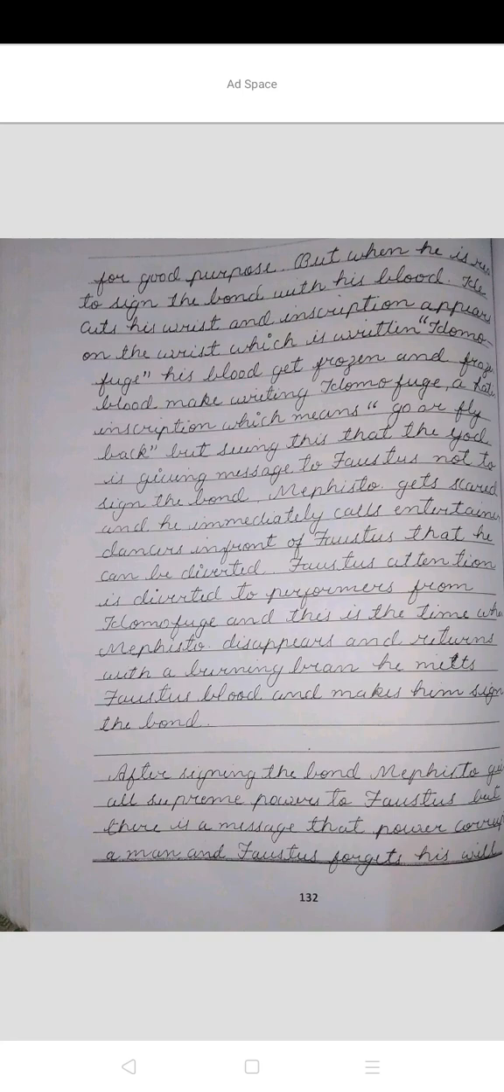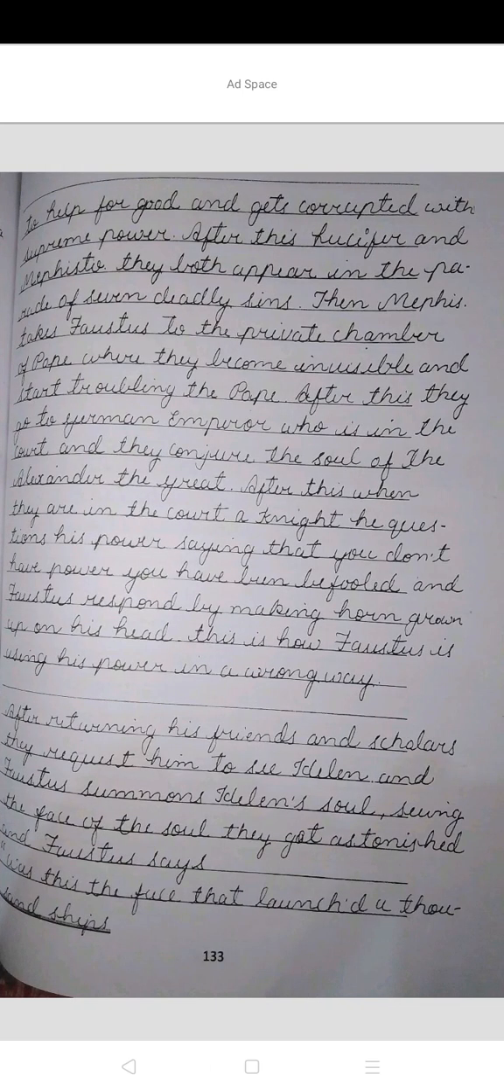After this, Lucifer and Mephisto both appear in the parade of the seven deadly sins. Then Mephisto takes Faustus to the private chamber of the Pope, where they become invisible and start troubling the Pope. After this, they go to the German Emperor in his court and conjure the spirit of Alexander the Great. After this, when they are in the court, a knight questions his power, saying that you don't have power, you have been befooled. And Faustus responds by making horns grow on his head. This is how Faustus is using his power in a wrong way.